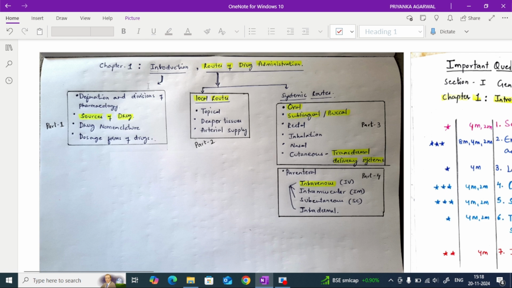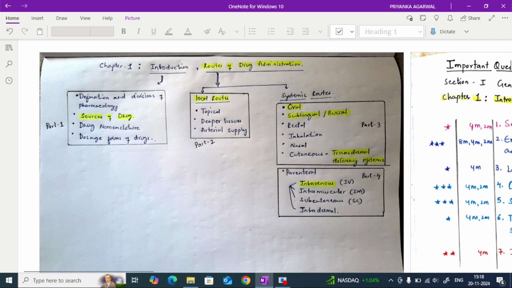So coming to this chapter, it has two segments. It has introduction and routes of drug administration. So in introduction, we have some really basic things about pharma like definitions and divisions of pharma, sources of drug, drug nomenclature and dosage forms of drug. So whatever is highlighted in yellow here are the previously asked questions. So from this segment, sources of drug is previously asked question.